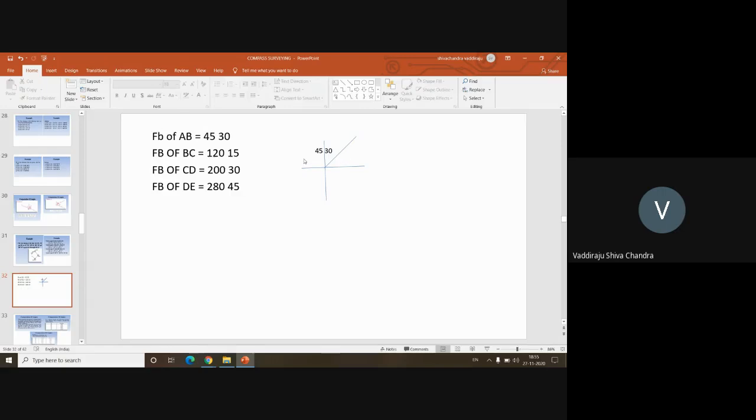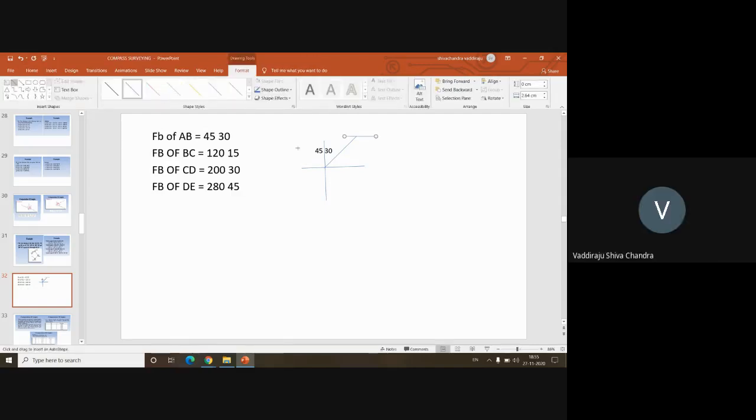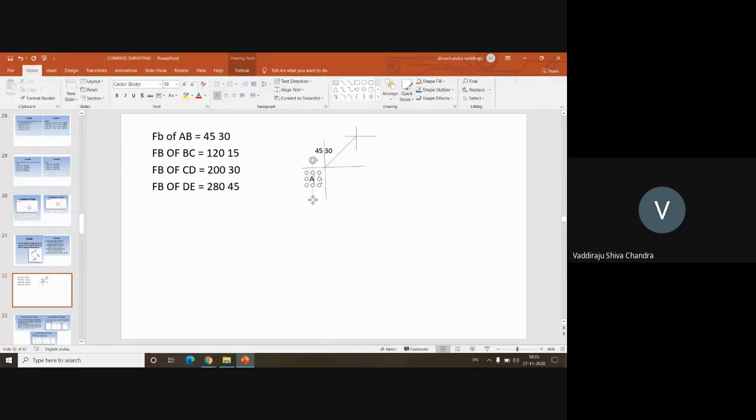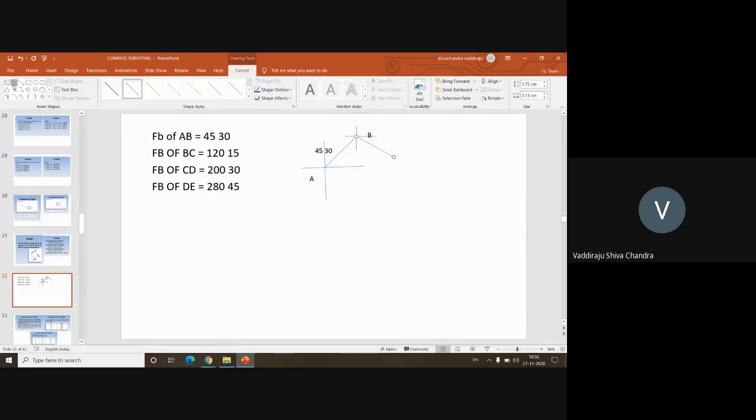Then forebearing of BC 120 degrees 15 minutes. Which quadrant? Second quadrant, sir. So here this is A. This is B. So forebearing of BC is 120 degrees 15 minutes. So it comes in the second quadrant. So draw a line here. Then again show the quadrant here.